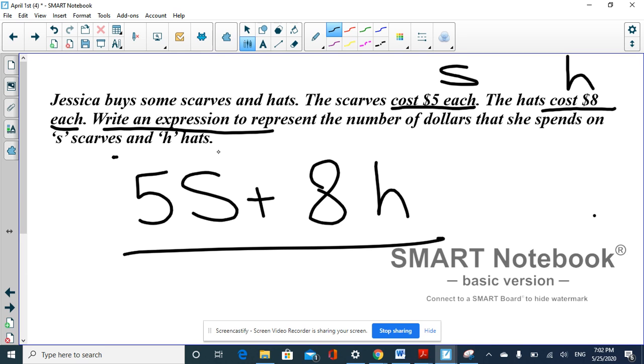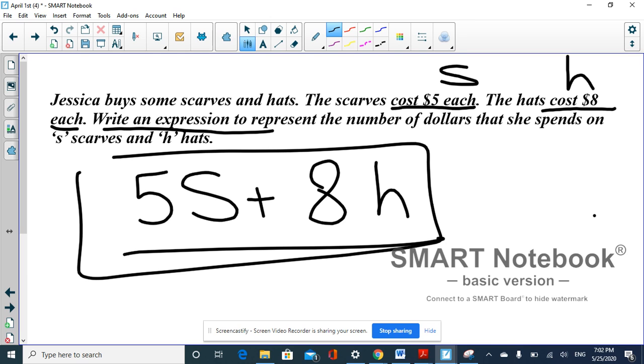I think it's very easy. I hope you understand this review today about some word problems and expressions. How can we write an expression?